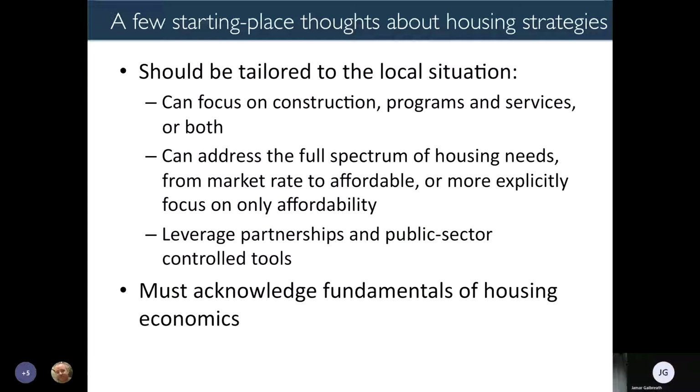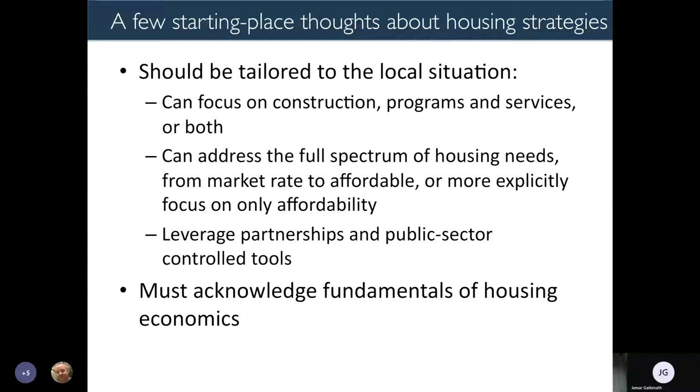And then they always need to think about how you can leverage partnerships and the public sector controlled tools. And those are very unique to the local environment. So another thing that we'd like to talk with you about are who are the players in your housing ecosystem that we need to make sure that we're engaging and that we need to think about as being able to bring resources to the table.